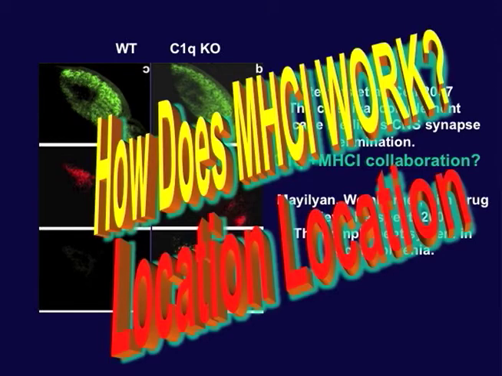Okay, so how does MHC1 work? I want to talk about this now for the rest of the talk. The first thing is, where is the protein? Now, this has been a challenge, because we need to have good antibodies. We need antibodies that are specific for the different MHC class 1 molecules we want to study. For example, K and D would be nice to have good antibodies for.